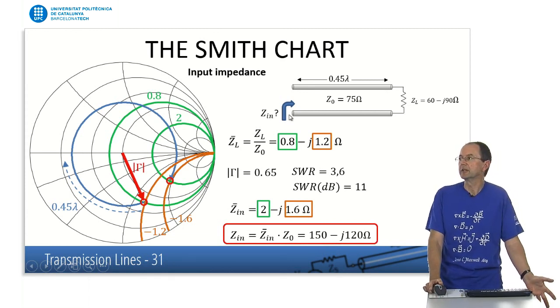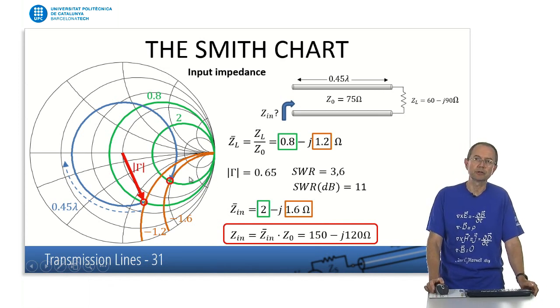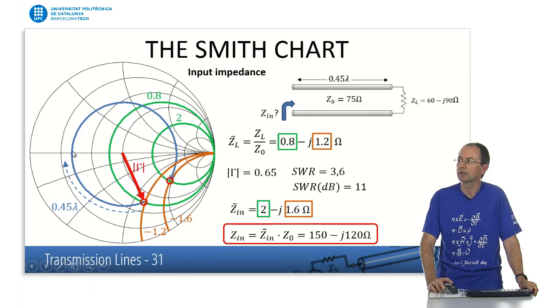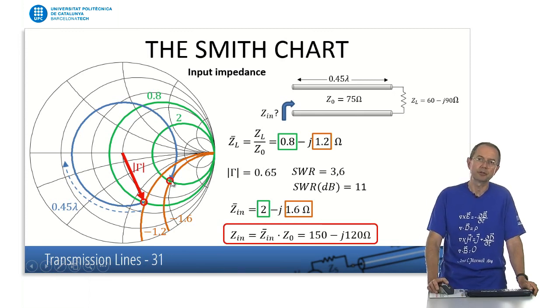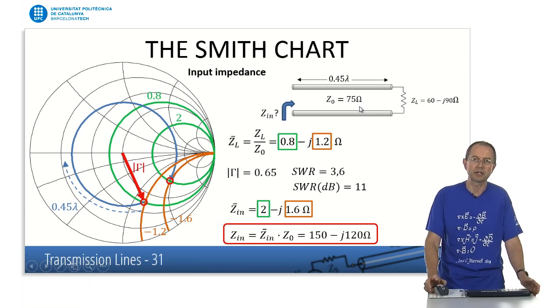So again, this can be used as a complex calculator, but it also provides, and that's very interesting for this reason, some insight into the physical evolution of the signals along the transmission line. The reflection coefficient only changes phase, and this ends up with a different impedance compared to the one we have at the output. So an impedance at the output is seen as a very different impedance at the input, depending on the length of the transmission line and its characteristic impedance.